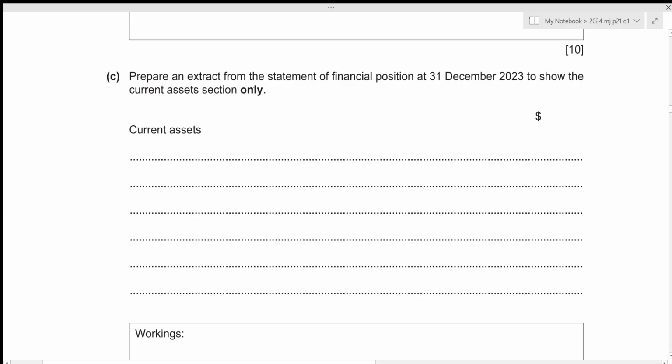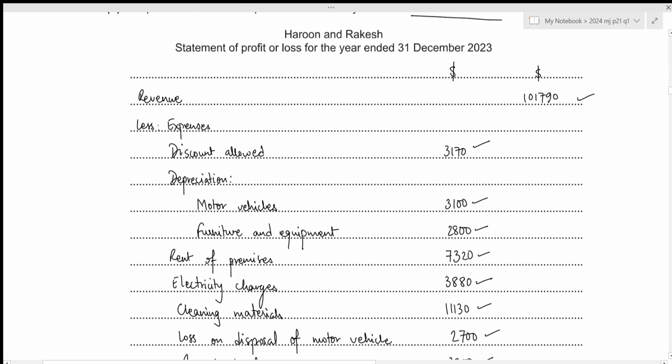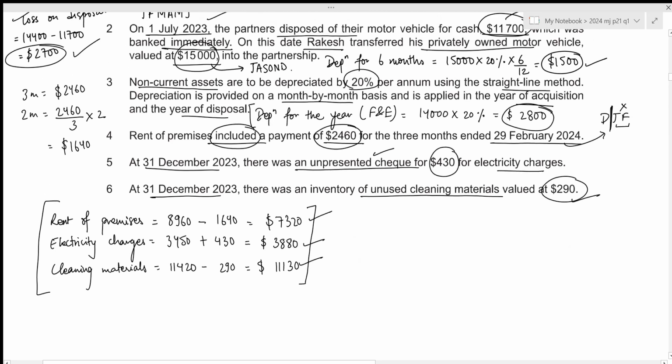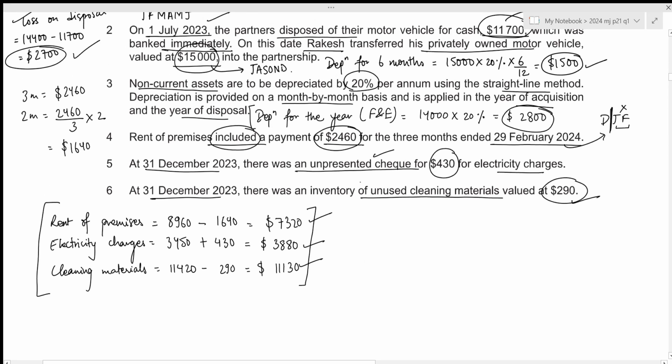We now need to prepare an extract from the statement of financial position at 31st December 2023 to show the current assets section only. Okay, so the first thing that will be included within the current assets is the closing inventory, and in this case we have the unused inventory of the cleaning materials. So that can be included within our current asset section, and the amount is 290. Let's write it down.